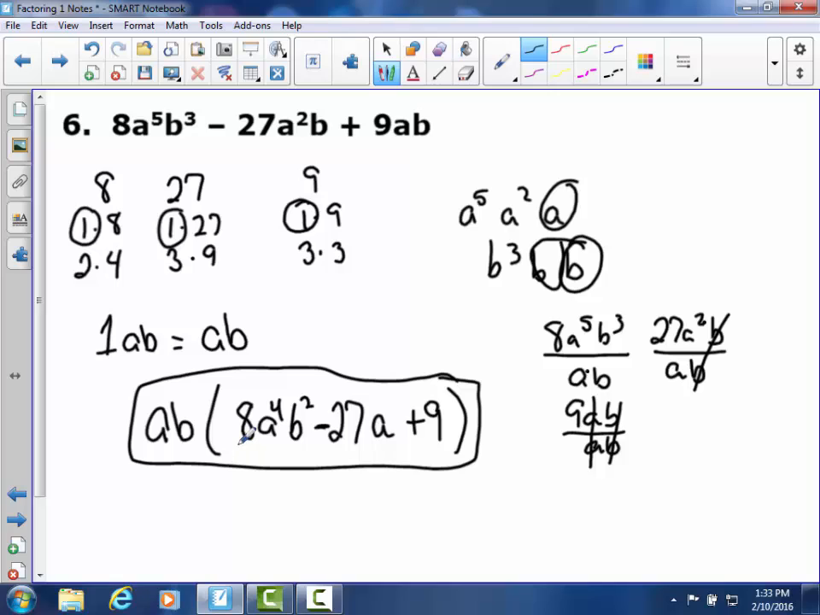All right, now it's your turn to practice on factoring day 1, finding the greatest common factor.